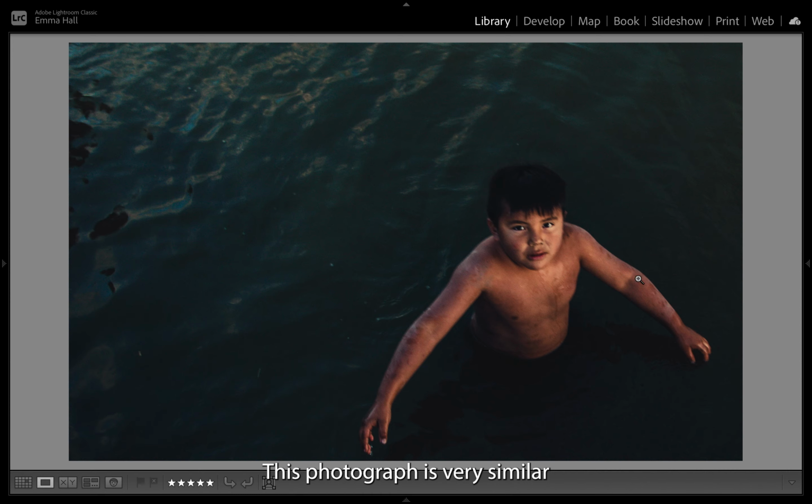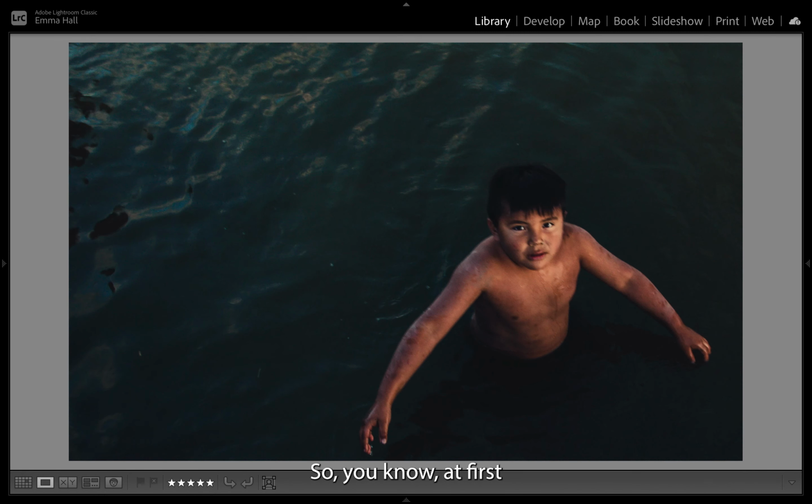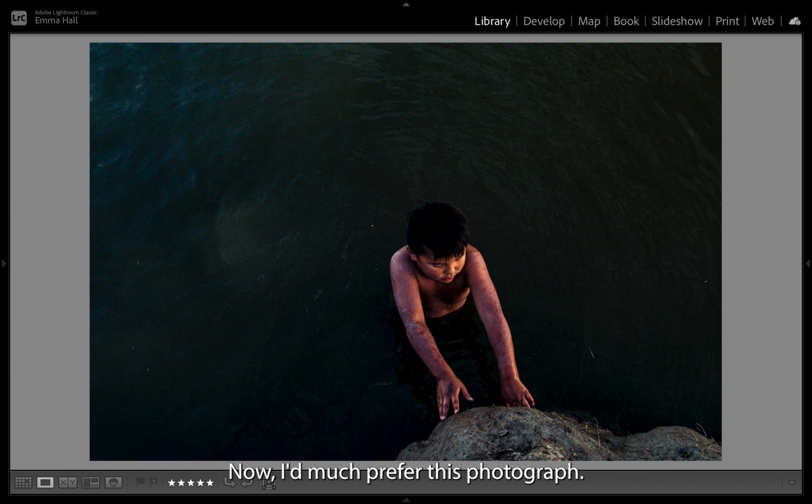Okay, this photograph is very similar to this one. So, at first when I was 19, again, I really liked this photograph because, oh my god, he's looking at me, he's in the water. Now, I much prefer this photograph. I love this gentle touch on the rock. I love this little whirlpool, the lines in the water that encompass him. I love the sun on his skin.